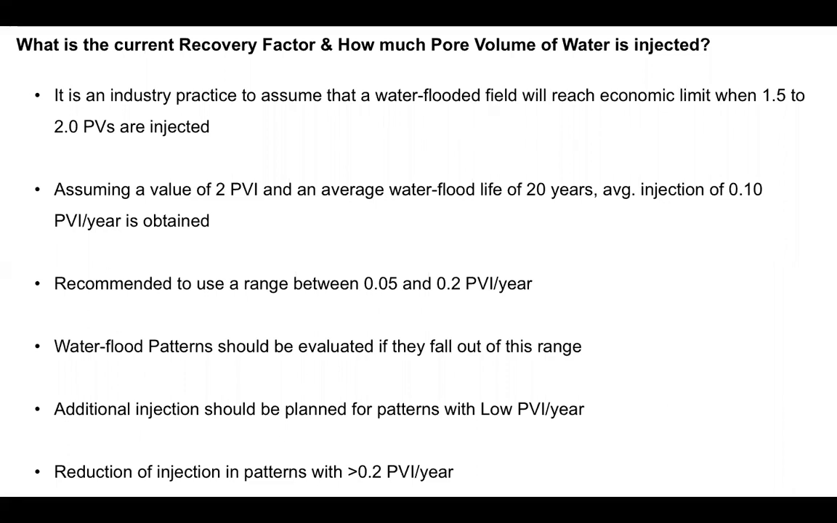So the recommended range of pore volume injected is 0.05 to 0.2. If you see that the field you're working with is injecting less than 0.05 or more than 0.2, then we should stop and see why it isn't in that range, and then come up with remedial measures to bring it to the prescribed range.